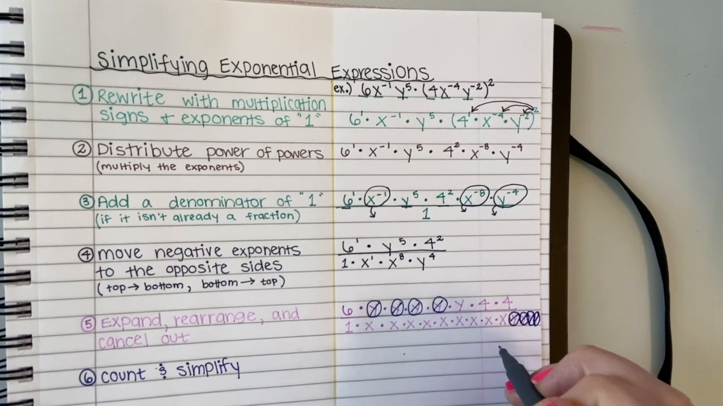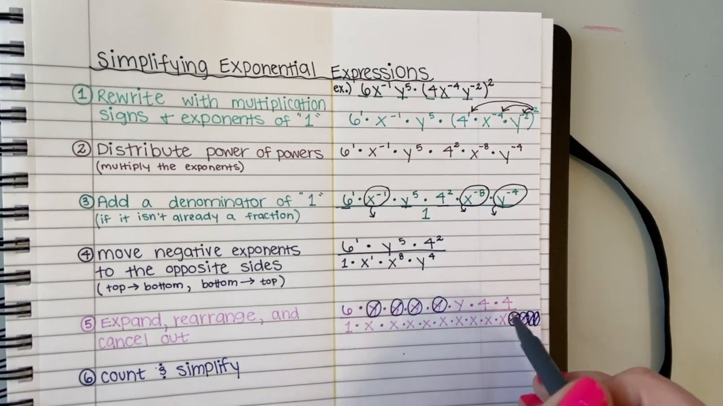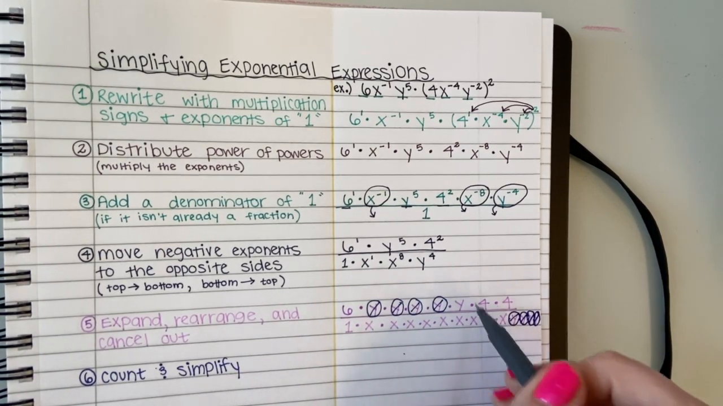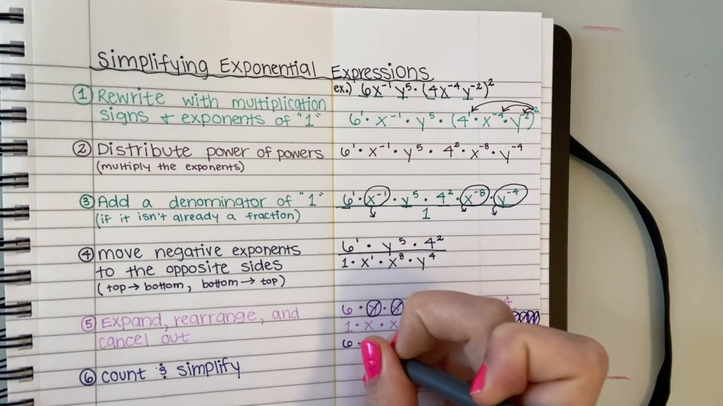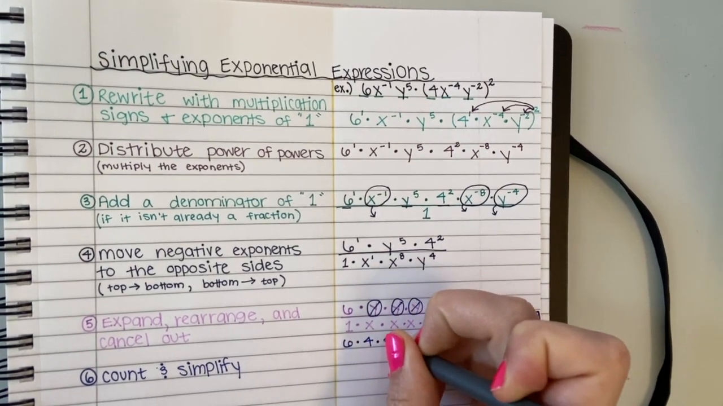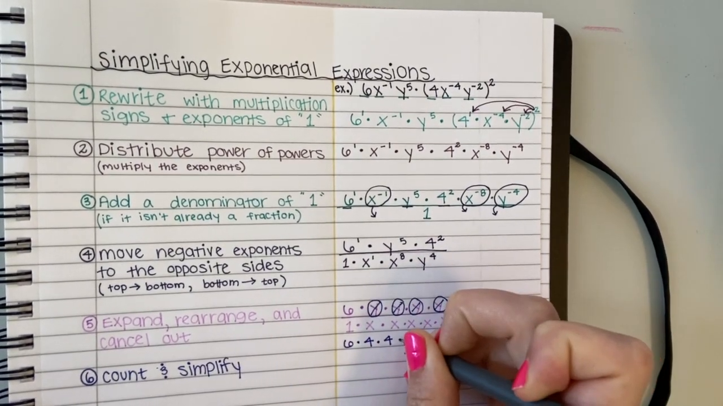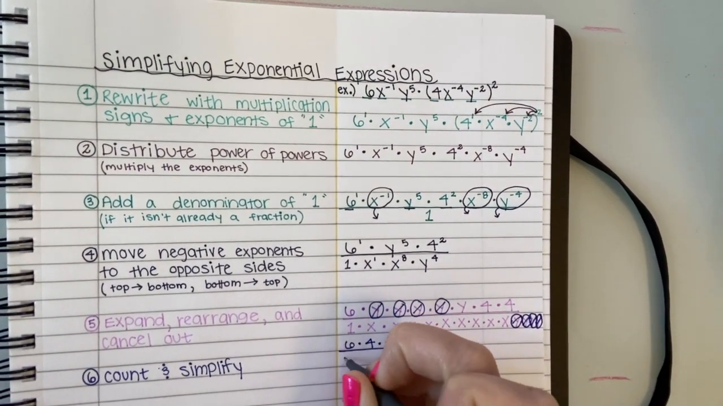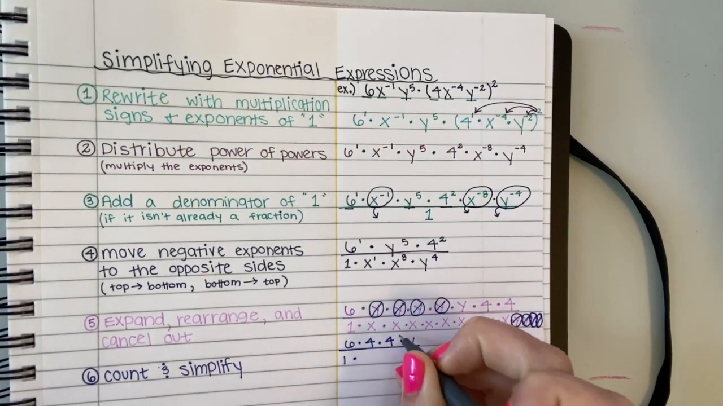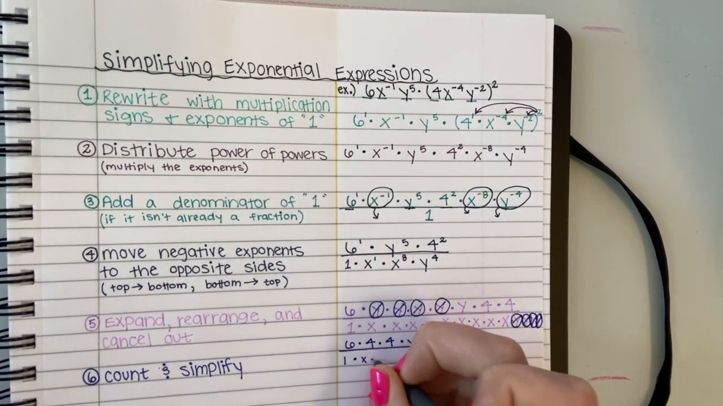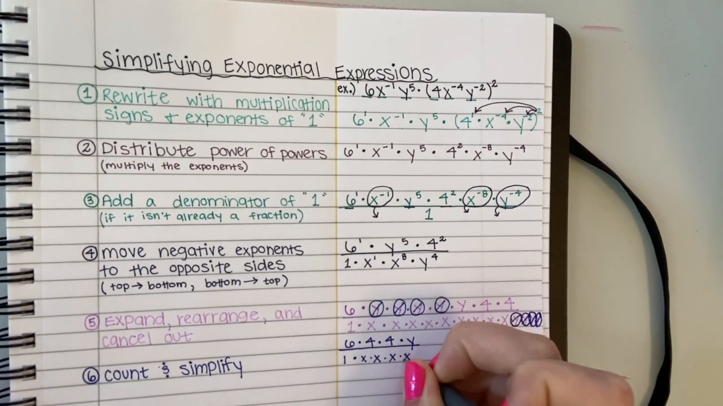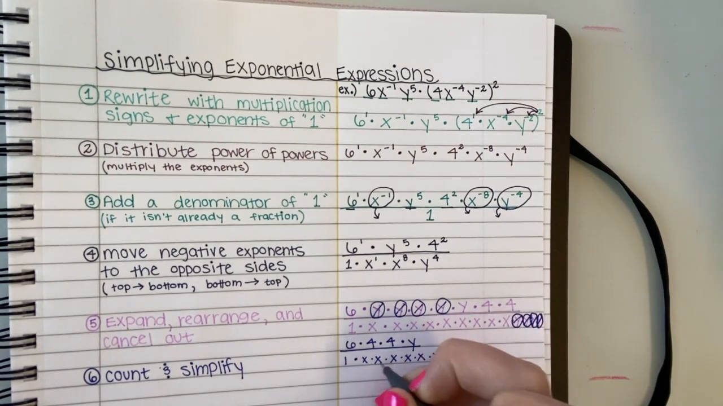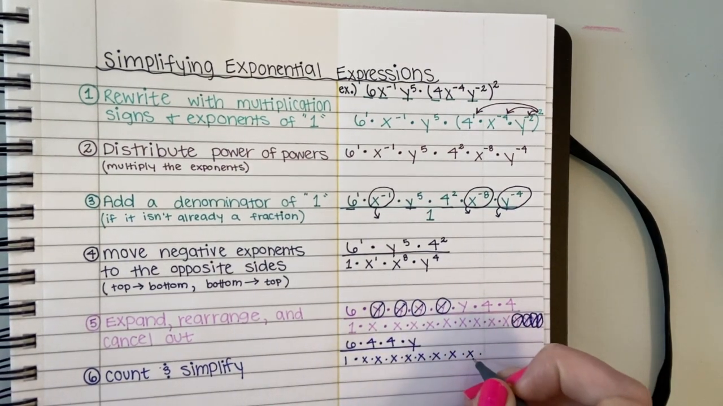So what I'm going to do is multiply the coefficients. So I get 6 times 4 times 4. Then I don't want to forget my y, over 1 times x times x times x times x times x. We have 9 x's total. 2, 3, 4, 5, 6, 7, 8, 9.